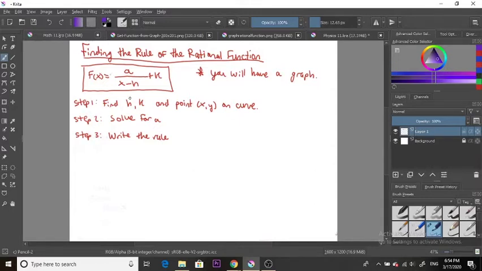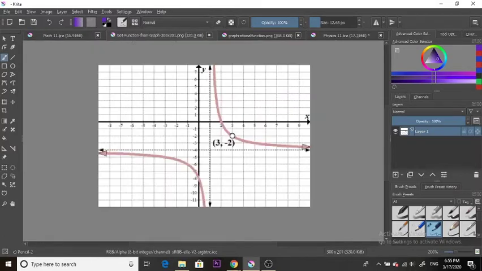So the first step is you find what your h and k is from the graph, and then you find a point x, y on the curve. You're going to plug your values in for your x, y, h, and k, and then you're going to solve for your a. And the last step is you're going to write the rule f of x is equal to, and then you replace your a, your h, and your k. So let's take a look at an example.